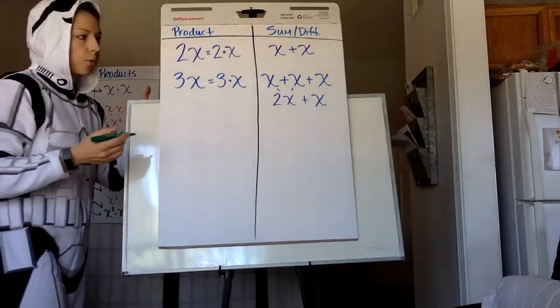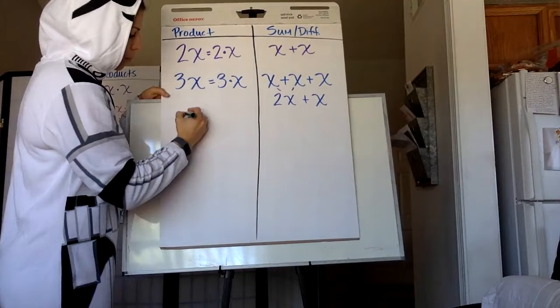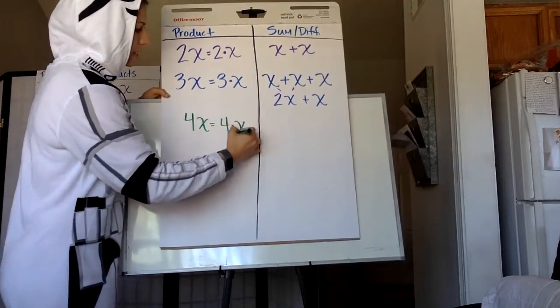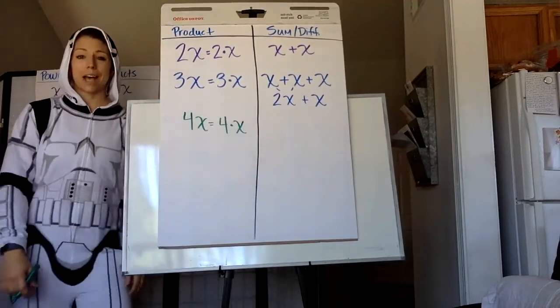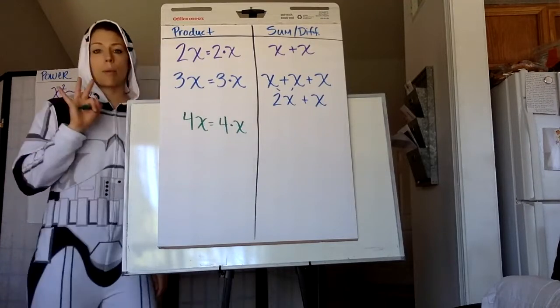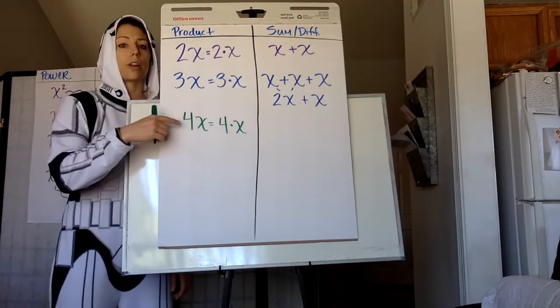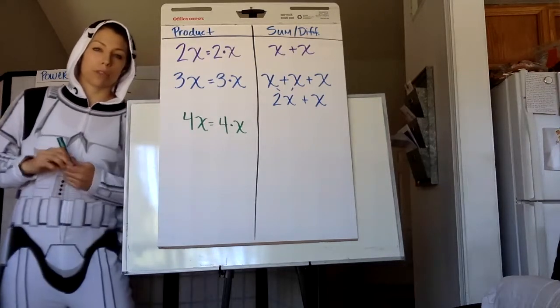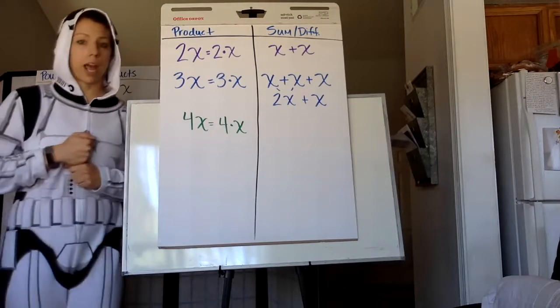Now the next one, I'm going to let you do on your own, just like we did with our powers. What would 4x, or 4 times x, look like as a sum? And just like we did with our powers, I bet you can come up with 3 different sums that are equivalent to 4x. So go ahead, pause the video now. Try to come up with 3 sums that are equivalent to 4x.